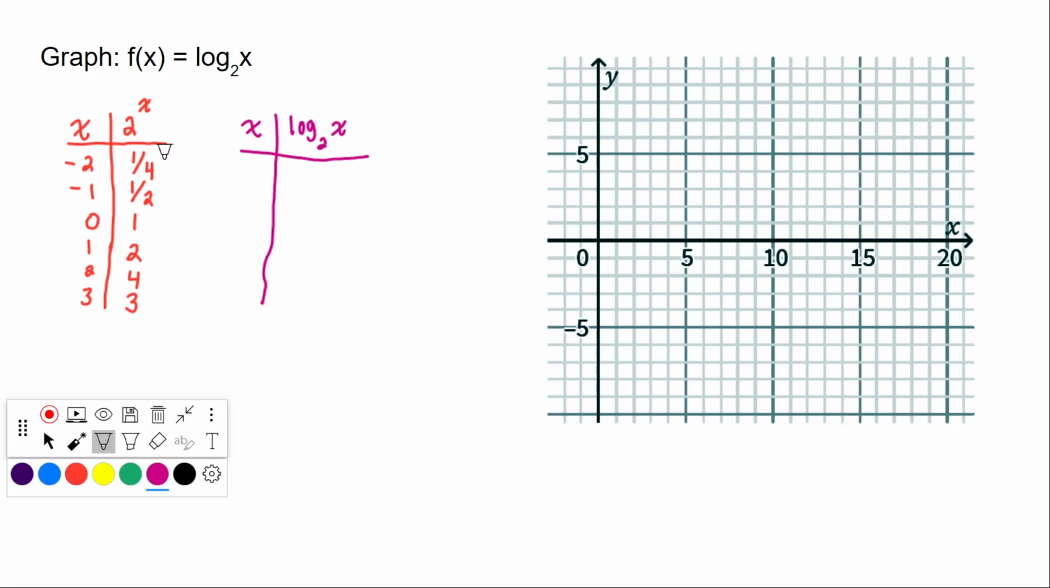And remember, with inverses and tables, you switch the columns around. So my inputs this time will be 1/4, 1/2, 1, 2, 4, and I should have written 8 instead of 3 over there, so let's fix that quickly. And then the outputs are what our original inputs were. So -2, -1, 0, 1, 2, and 3. So for our next few graphs, this is what I'm going to consider to be my anchor values for log base 2.